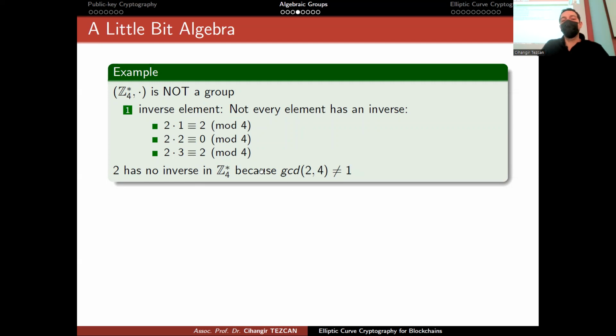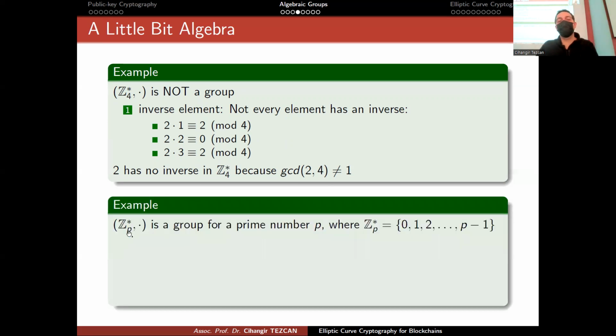So the question is, how can I make every element have an inverse? I can do it by making the greatest common divisor of any element in here with the modulus relatively prime. So if I choose the modulus to be a prime number, then the problem is solved, right? So consider Z_P star, but this time P is a prime number. So Z_P star is the elements from 0 to P minus 1, and our operation is multiplication.